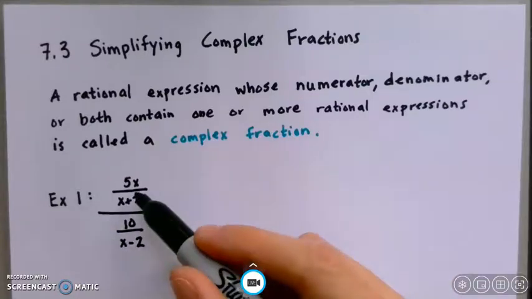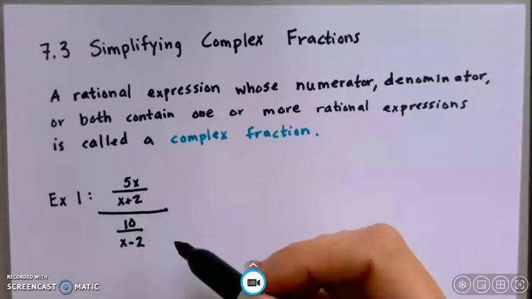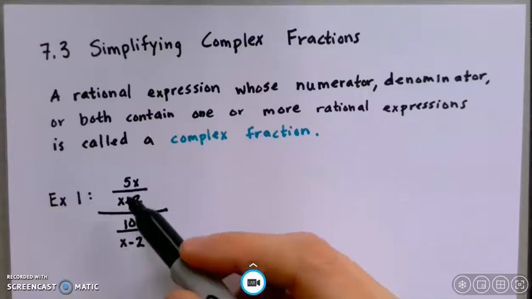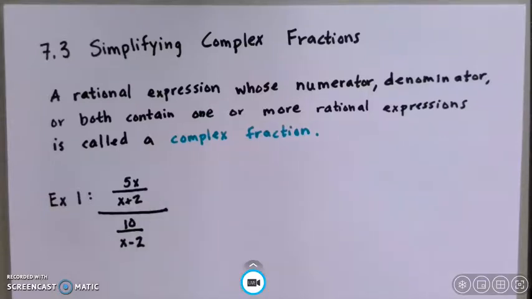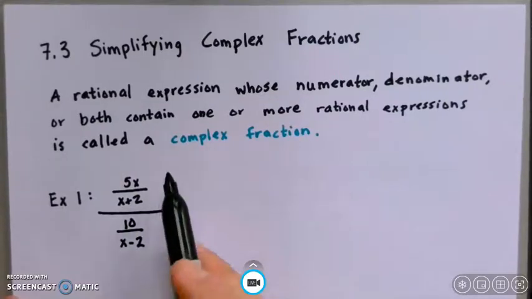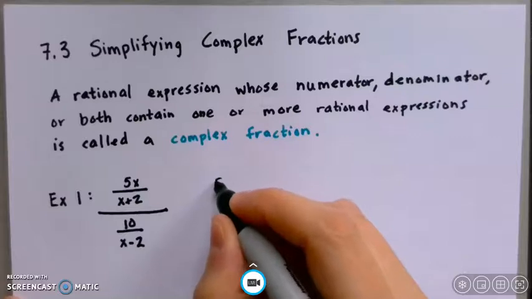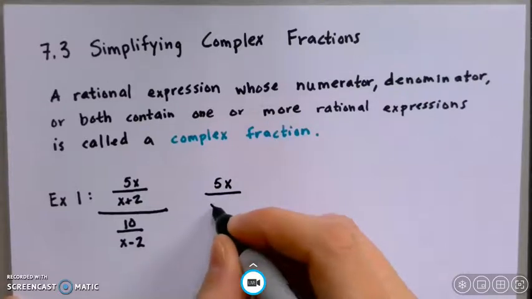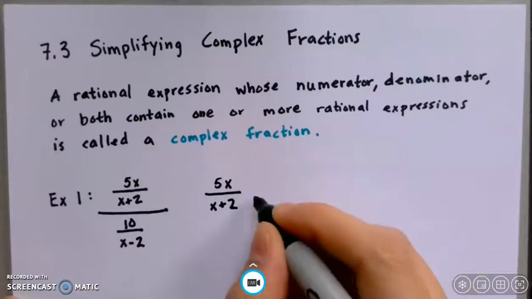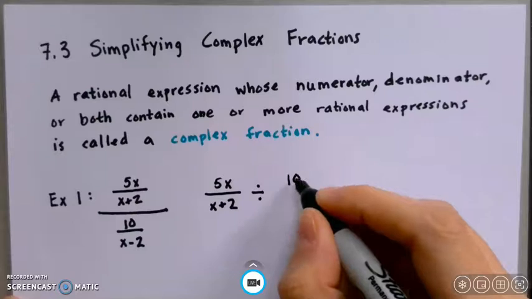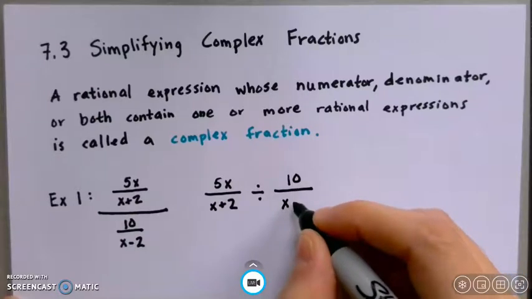So basically, it's just a fraction within a bigger fraction. And sometimes you'll see that only in the numerator, sometimes only in the denominator, and sometimes in both, like in this example. So I'm going to show you how to simplify that. What I'm going to do is rewrite this using the actual division symbol instead of the division line. So this is really the same as 5x over x plus 2 divided by, because that's what the division line means, 10 over x minus 2.